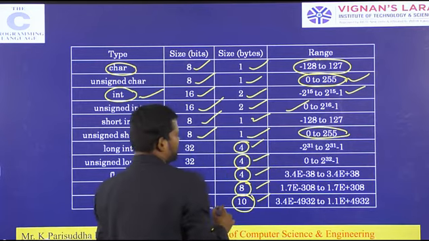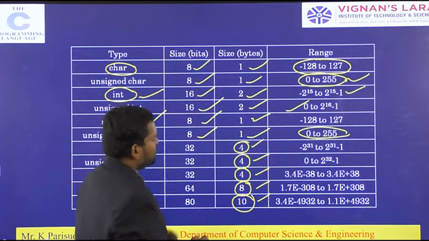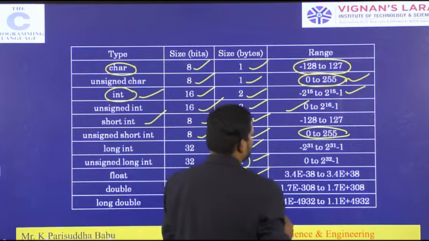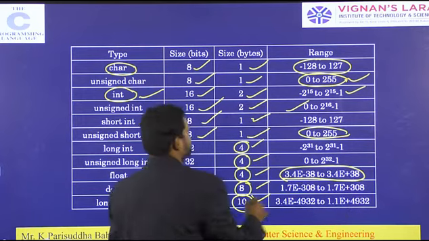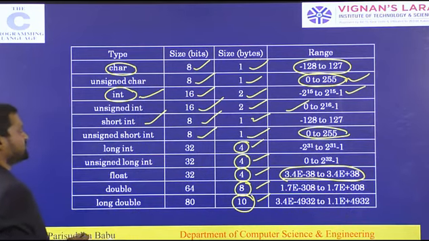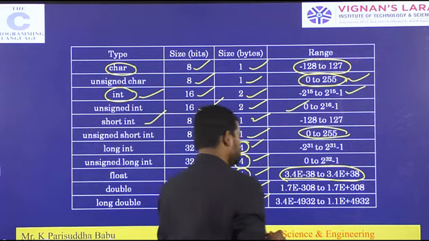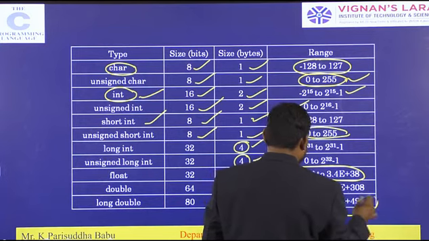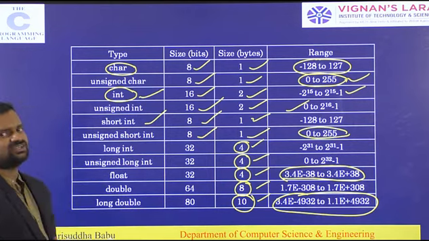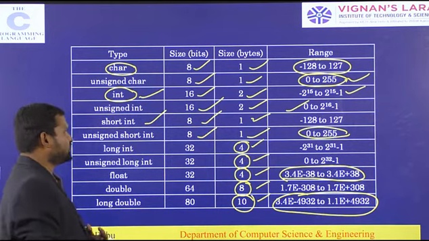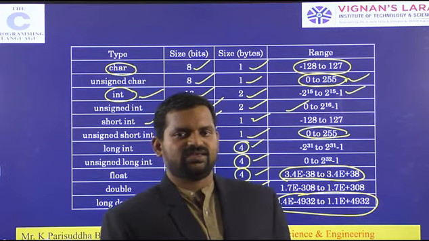Okay. The information has to be stored. Float ranges from 3.4 e minus 38 to 3.4 e plus 38, and double and long double have ranges up to e plus 4932. This is the range in which the data types are storing.